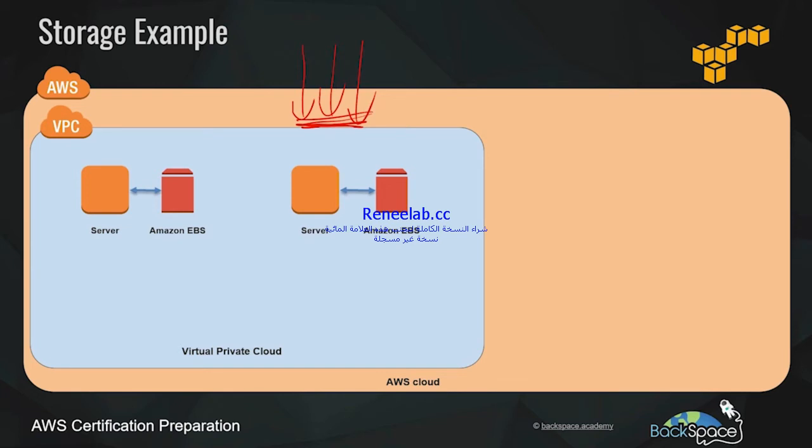But what if we want that data to be available to both of those servers? So here we've got 2 EBS volumes. What if we want that data to be on one volume only? So as we know it on our computer at home, we can't attach a hard drive or a block device hard drive to multiple computers. It just doesn't work like that.